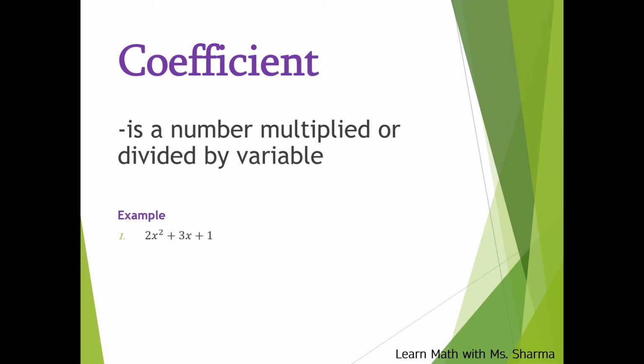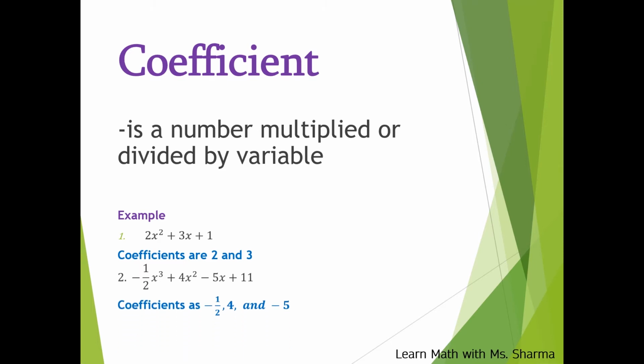Example: 2x squared plus 3x plus 1. So coefficients are 2 and 3. Negative half x cubed plus 4x squared minus 5x plus 11. Coefficients are negative half, 4 and minus 5.